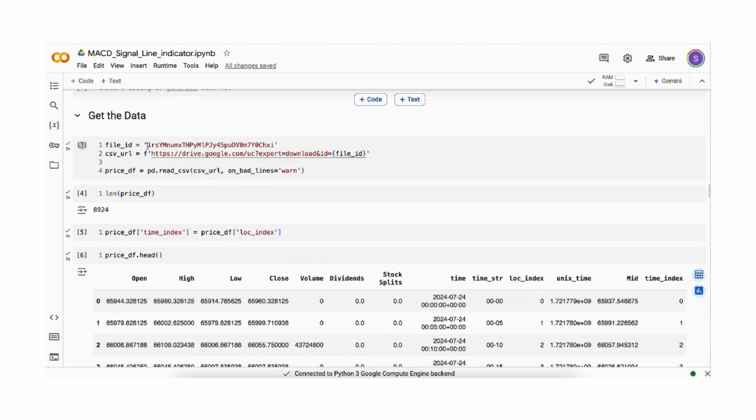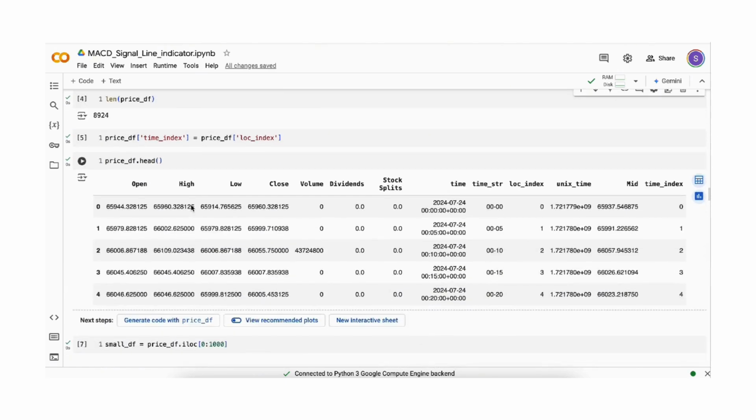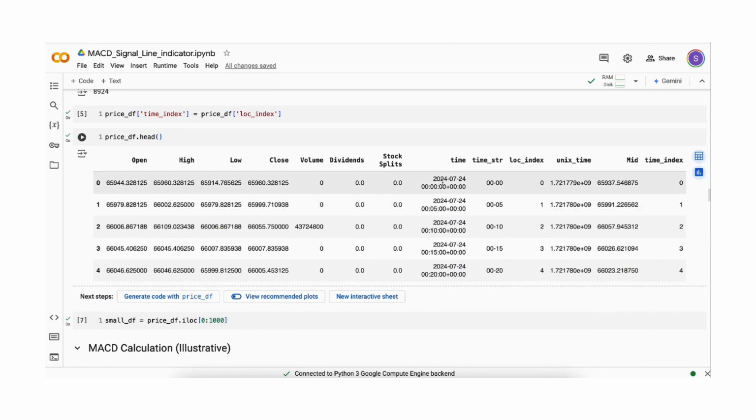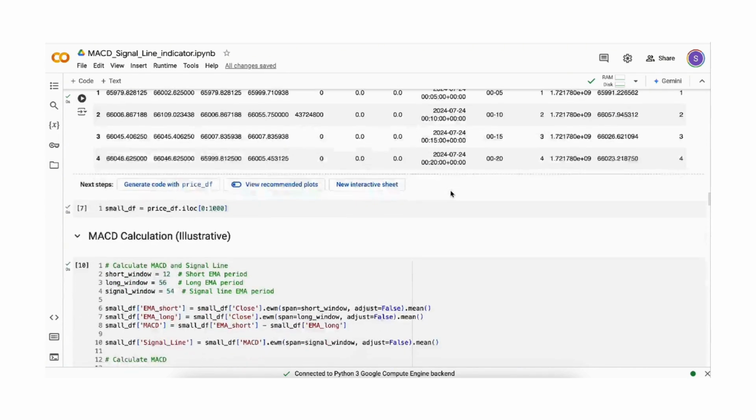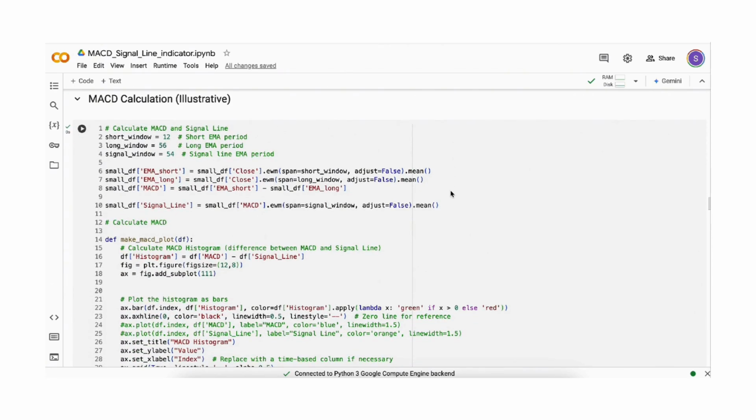Just to recap, we always start with a Bitcoin 5-minute data set, if you are familiar with my previous videos, and this is a data set which has 5-minute intervals between consecutive data points, and we look at the price of Bitcoin at sometime around July of 2024. Now the MACD calculation requires three variables: the short window, the long window, and what we call the signal window.